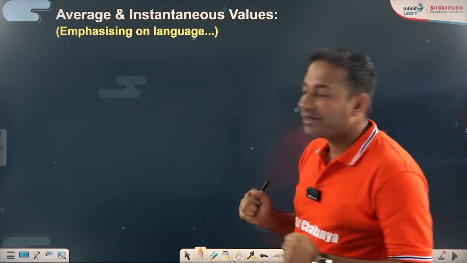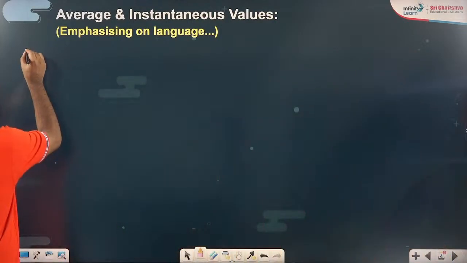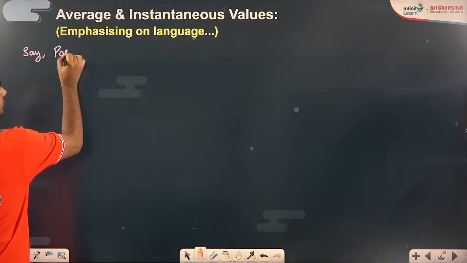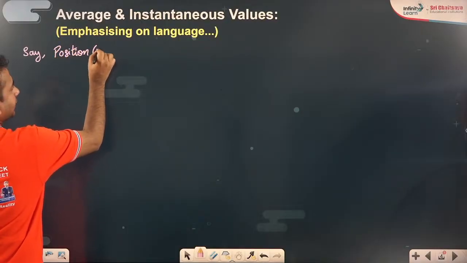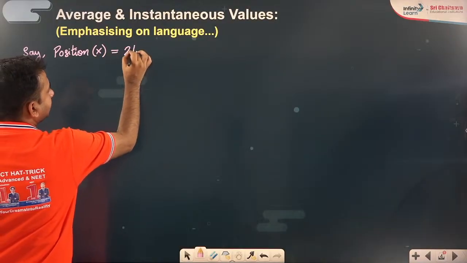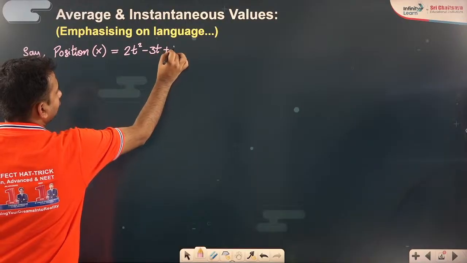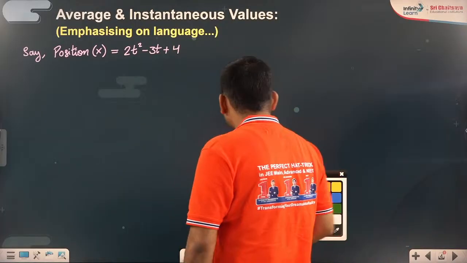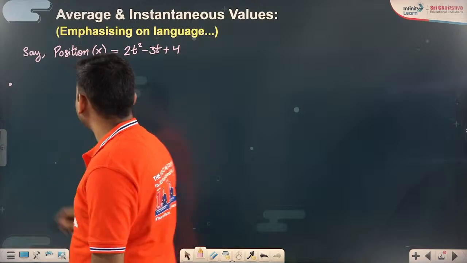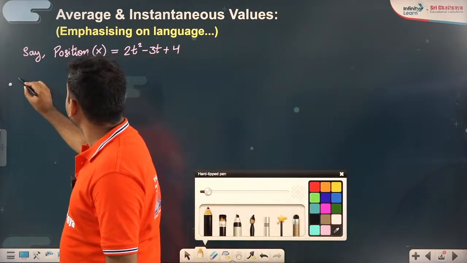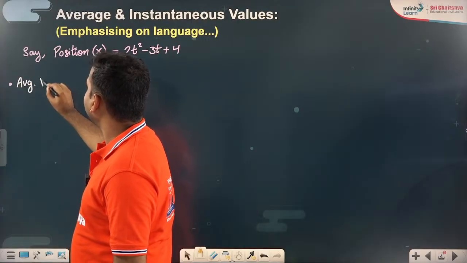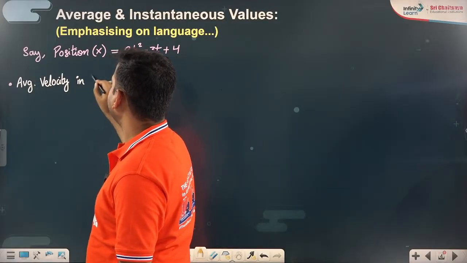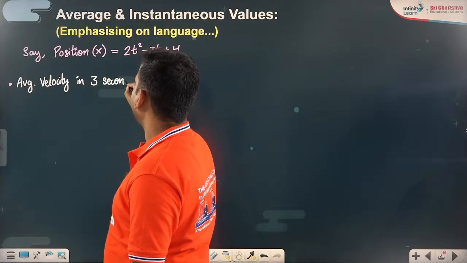So I'm going to write a few things in front of you to understand the difference in the language of the question being asked. Suppose they say the position x of a particle is given by 2t square minus 3t plus 4. And they are asking you a few things. First, they are asking you the average velocity in 3 seconds.